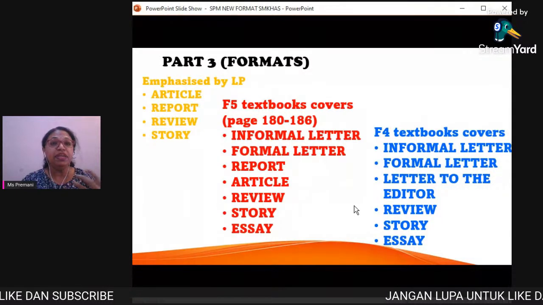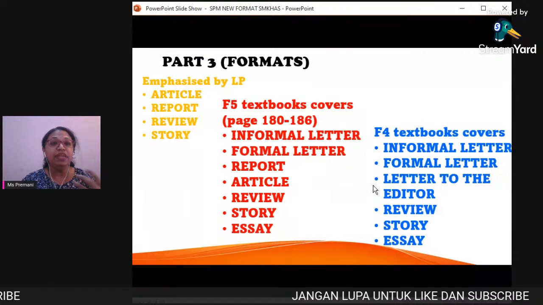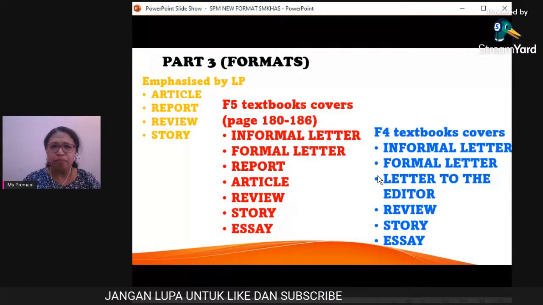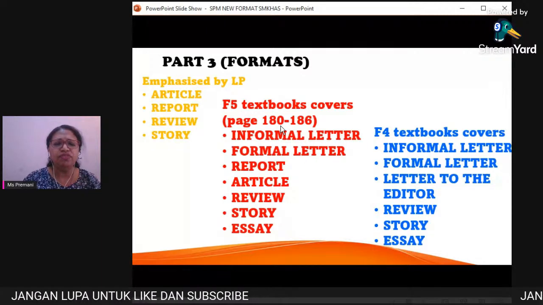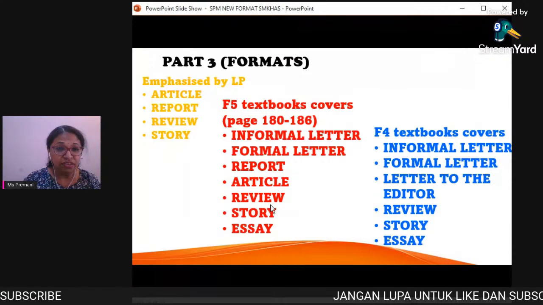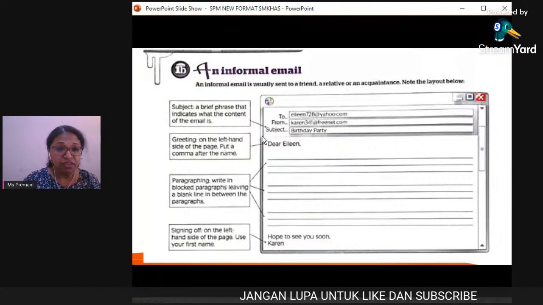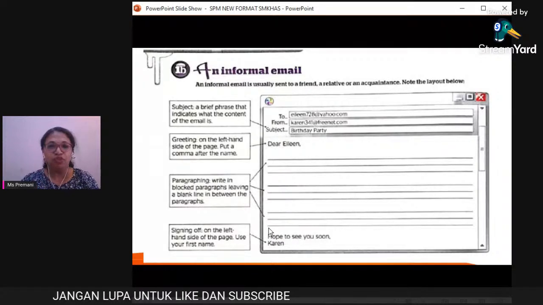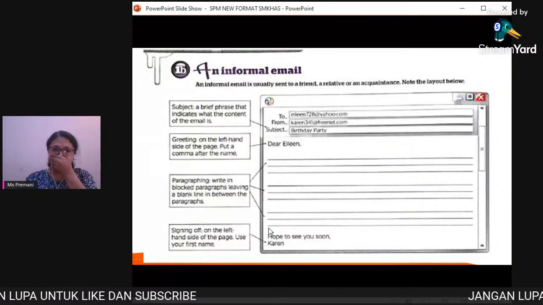Okay, students. So if you're not sure of the title, the format, don't go and disturb your teacher. Give us the format. Open pages 180 to 186. See for the topic, the format. Okay, let me show you. This one is taken from the Form 4 textbook.